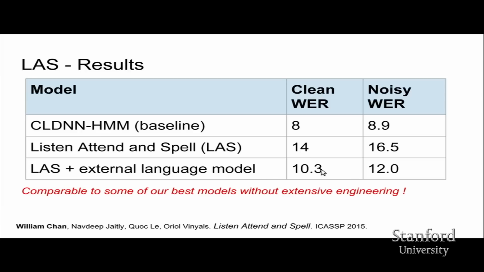It turns out it still benefits from having a language model. If you feed in a language model, the 14% word error rate comes down to 10.3%. So obviously, there's no substitute for billions and billions of written text sentences in trying to disambiguate speech recognition better.